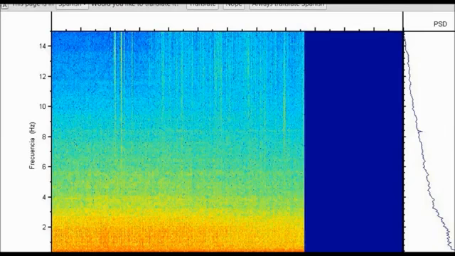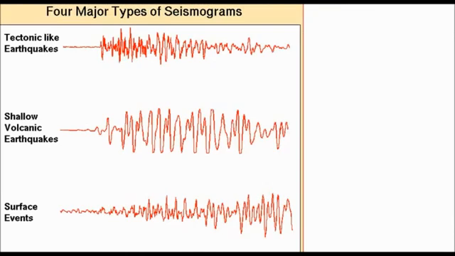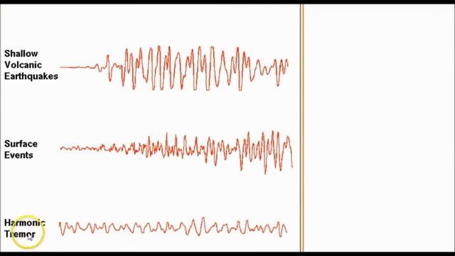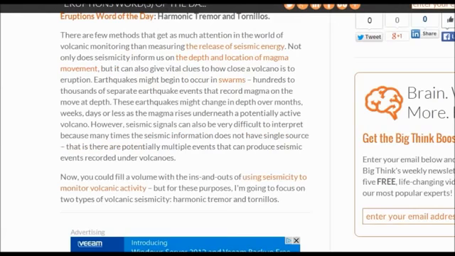What it does is listen to what's going on under the ground, hearing the movement of magma, even though it's not registering an earthquake. Here's an image of what the different types of quakes would look like. Okay, we got tectonic, when the tectonics move, shallow volcanic earthquakes, a surface event, and harmonic tremors. Not only does seismic information inform us on the depth and location of magma movement, but it also can give clues on how close a volcano is to erupting.